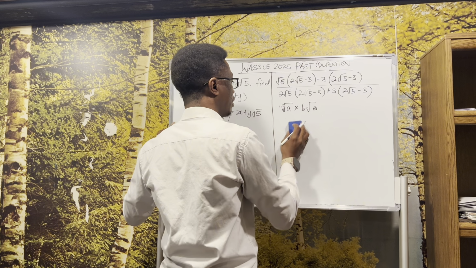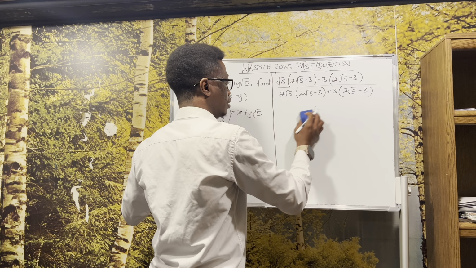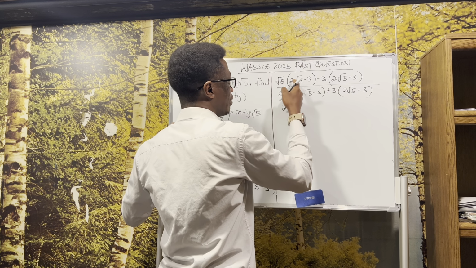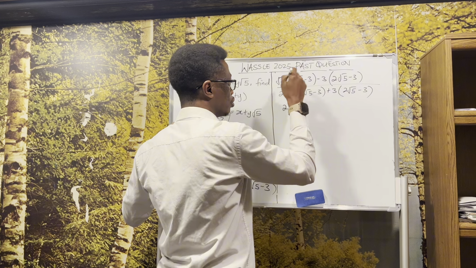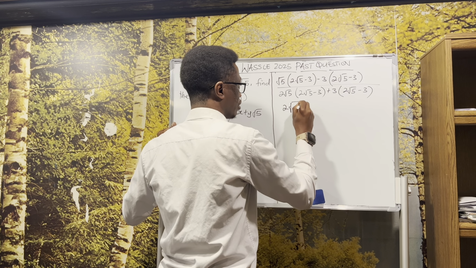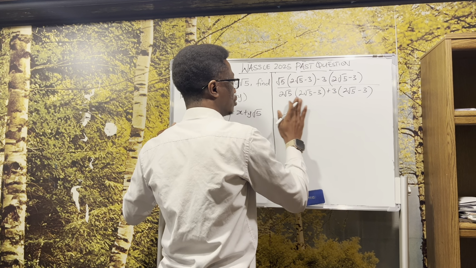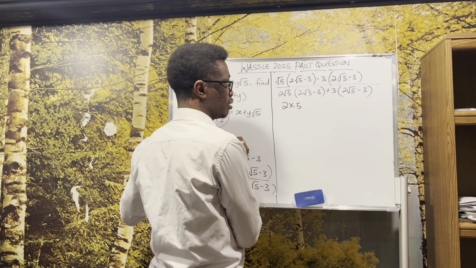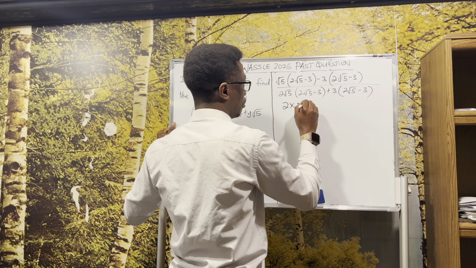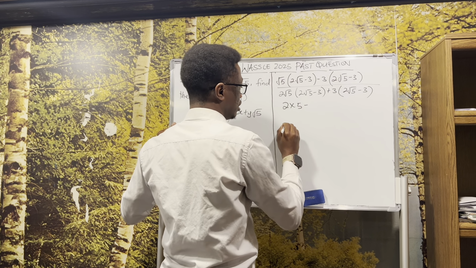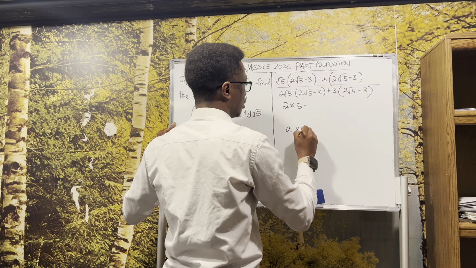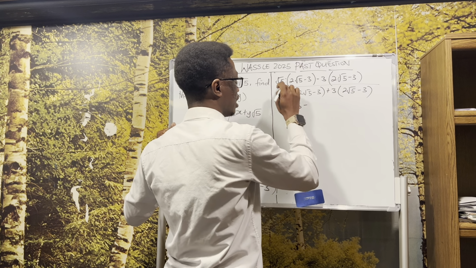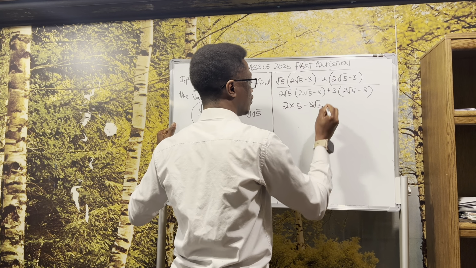Perfect. So 1 times 2 becomes 2, and root 5 times root 5 becomes 5 squared, but we have a root, so we cancel them. So this becomes 2 times 5. Now for the minus: this is like A multiplied by root B, so it becomes A root B. So minus 3 times root 5 becomes 3 root 5.